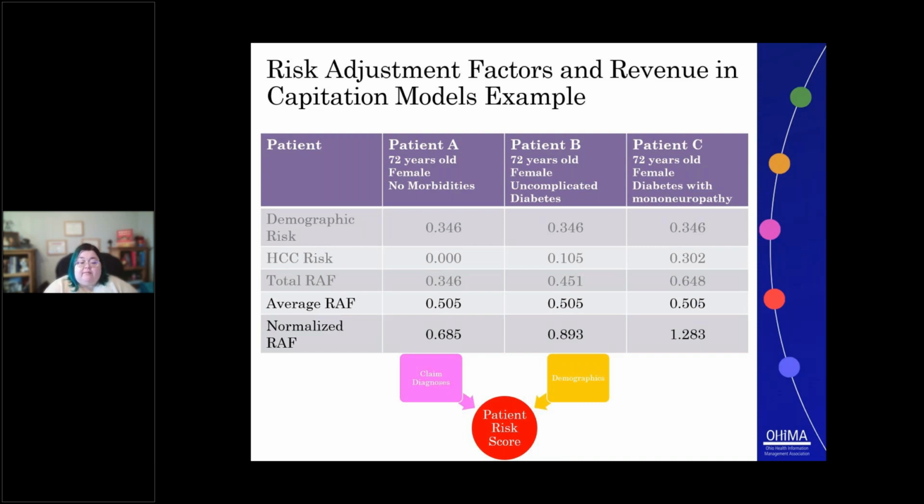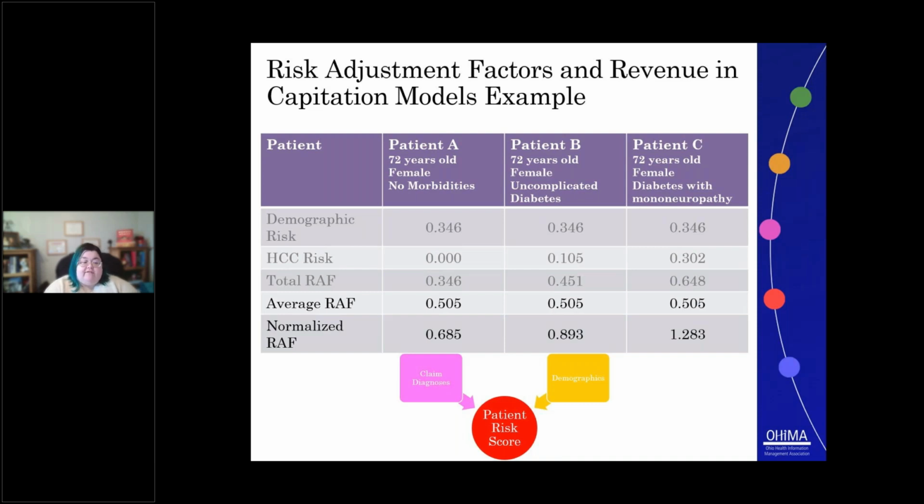So then to calculate what proportion of payments each of these three patients would receive, we normalize their RAF score to that average. That is, we're going to divide their individual RAF score by the average RAF and get the proportion of their risk adjustment compared to the mean of the entire population. So this is then used to calculate the monthly capitation rates for the patient.